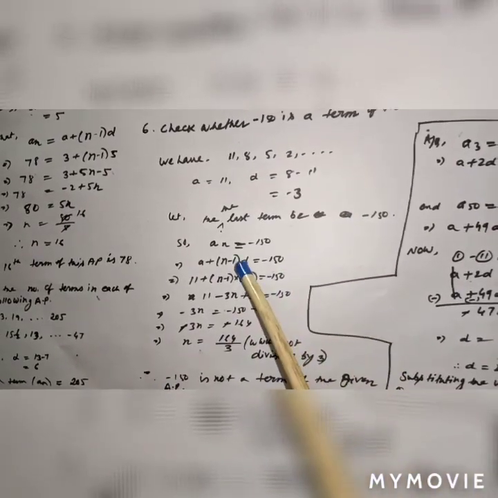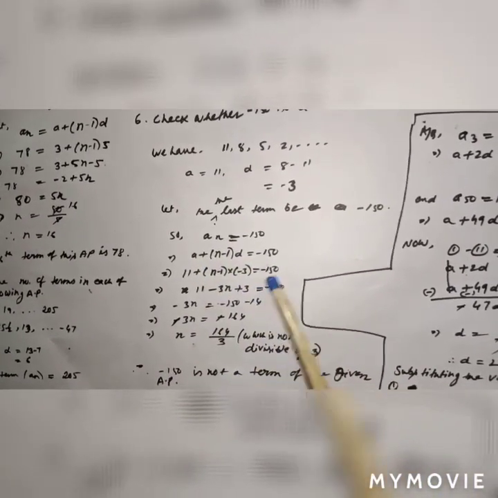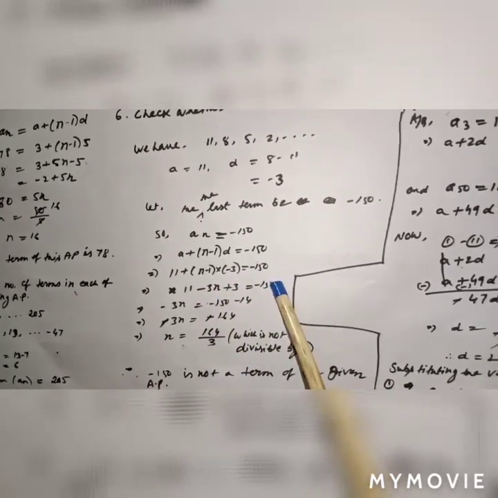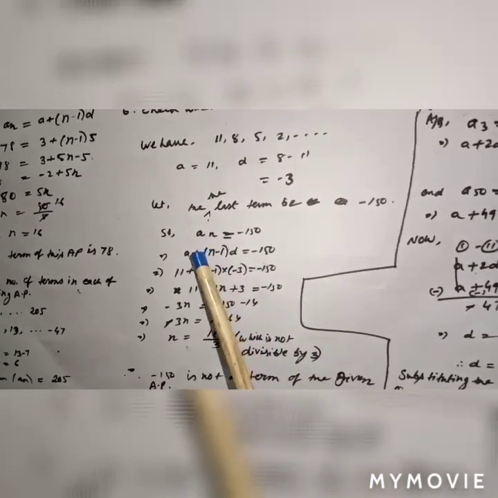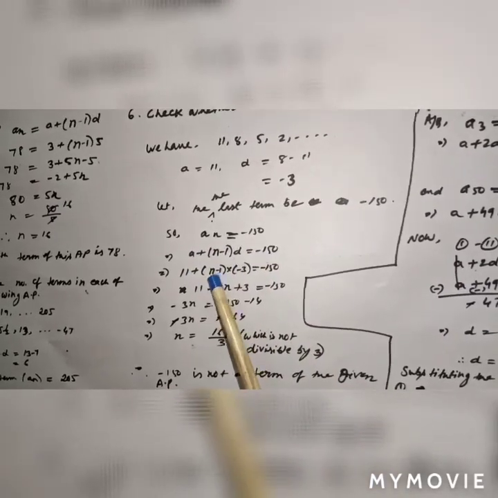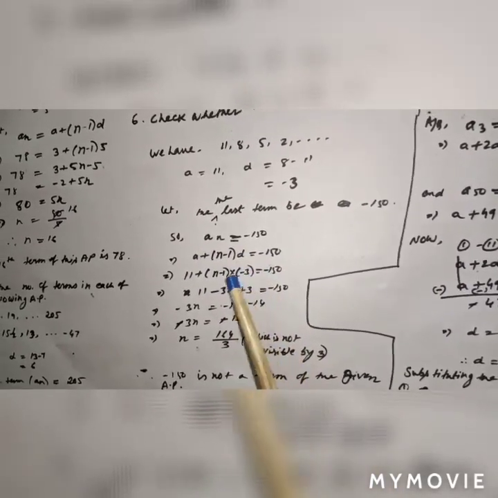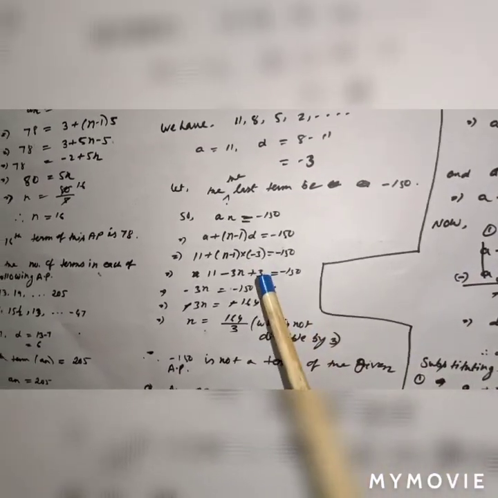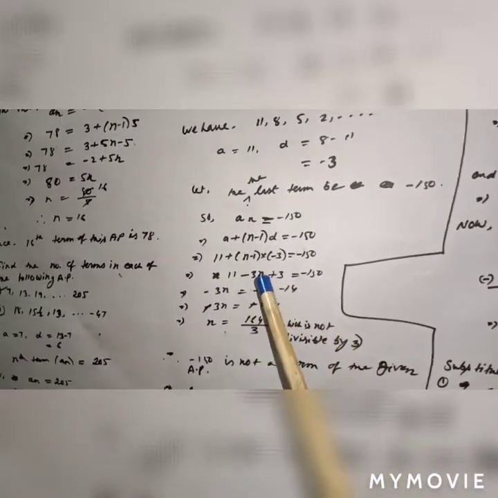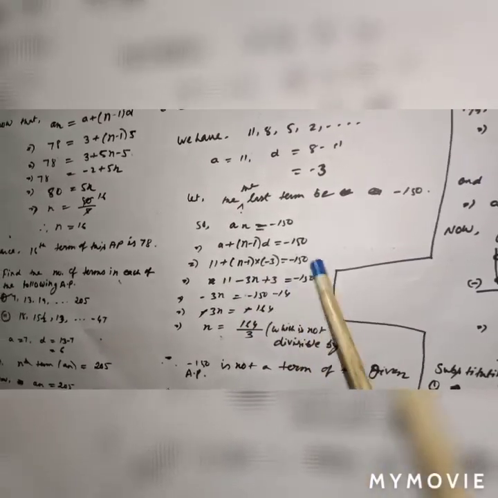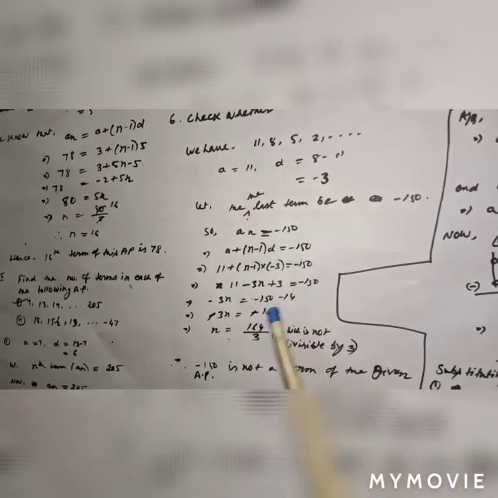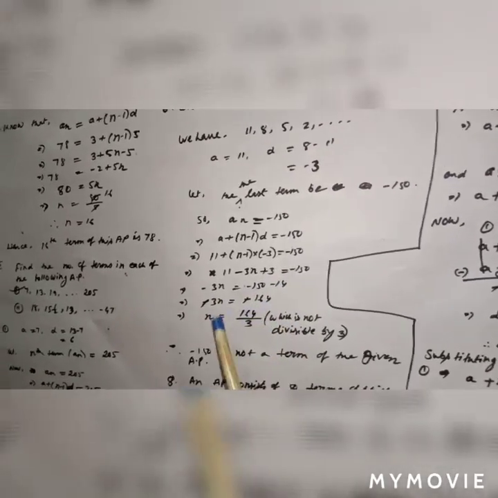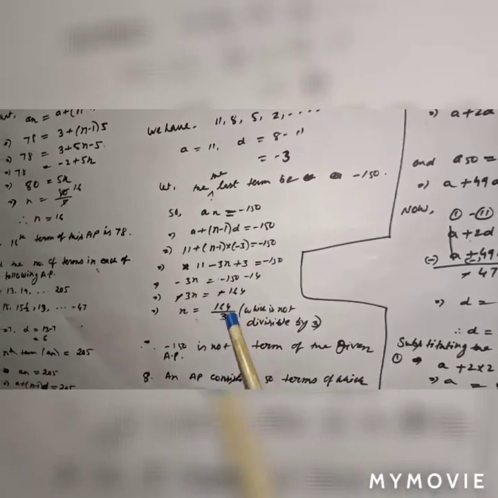After putting in the values, I'll repeat from the start: a + (n − 1)d, with d = −3, gives −3 into n is −3n, and −3 into −1 is +3. Then 11 + 3 is 14. If you transfer it to the other side, −150 − 14 gives −164, so −3n = −164. The minus signs cancel on both sides, so n = 164/3.